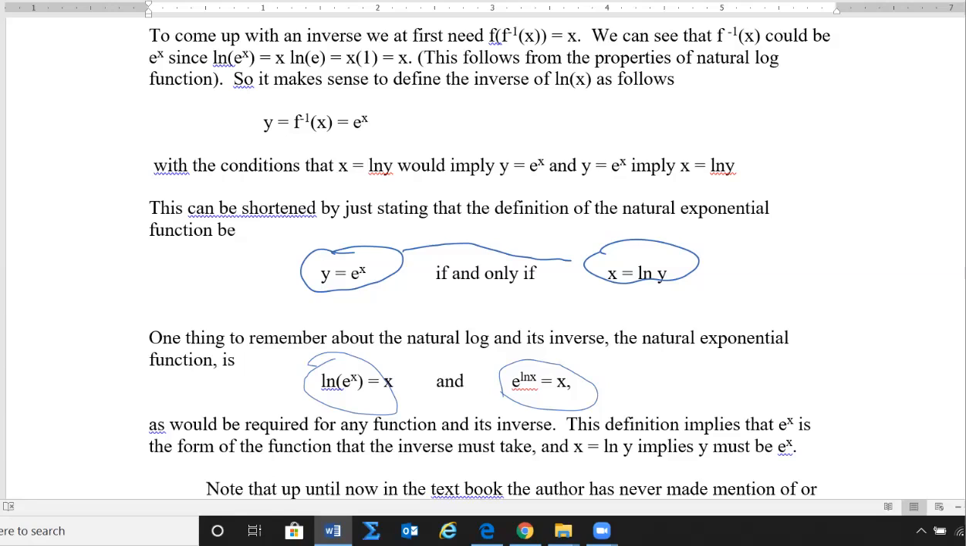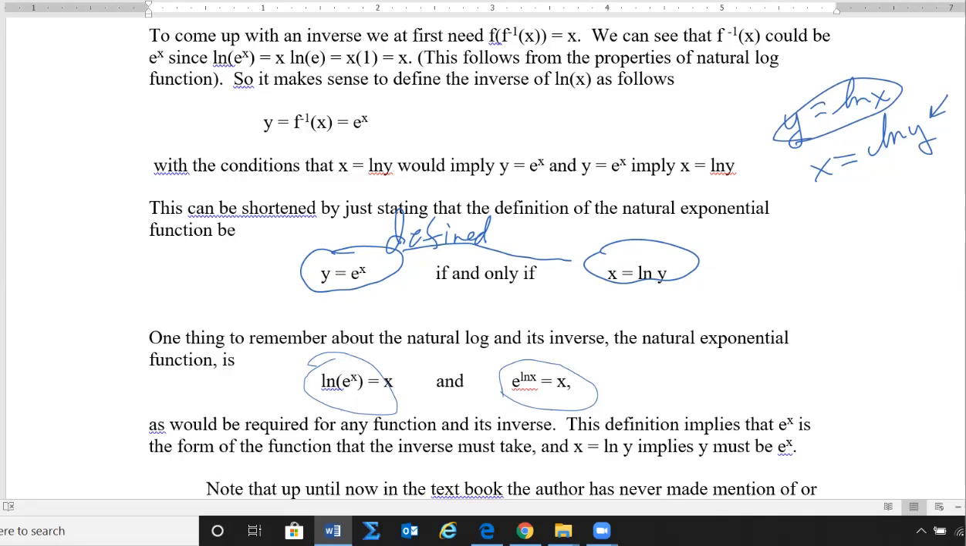So we had no way of taking this function, switching the x and y, and solving it for the y. We had no way unless we define it this way. Okay, so technically speaking, this is the inverse to this, okay?